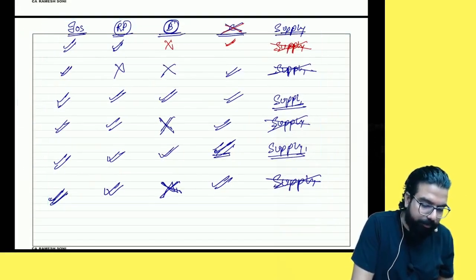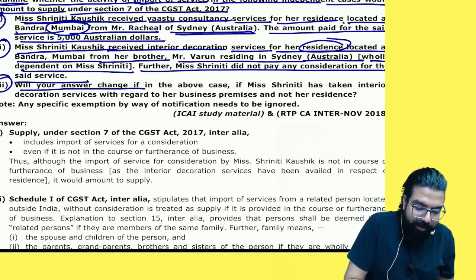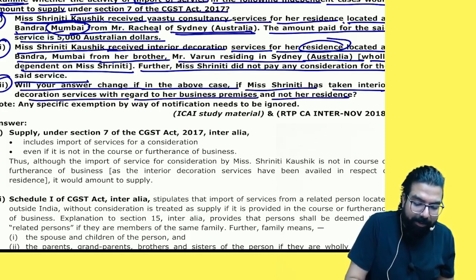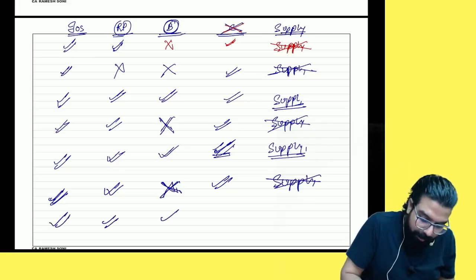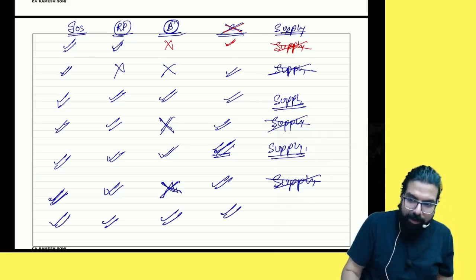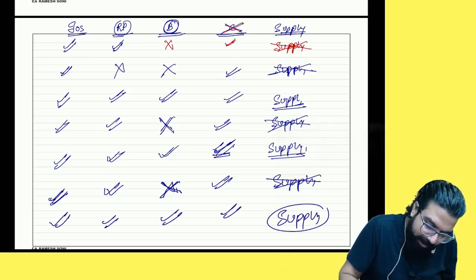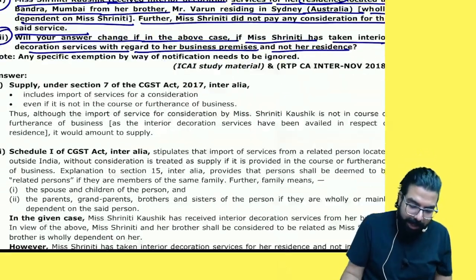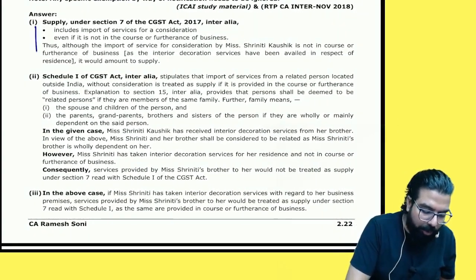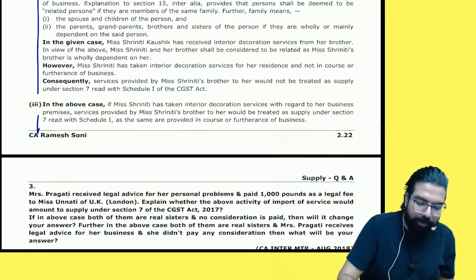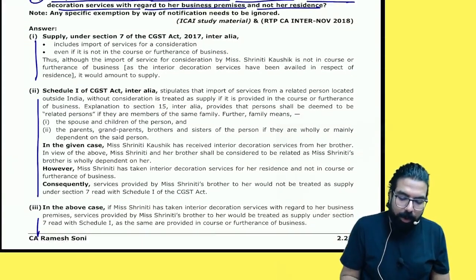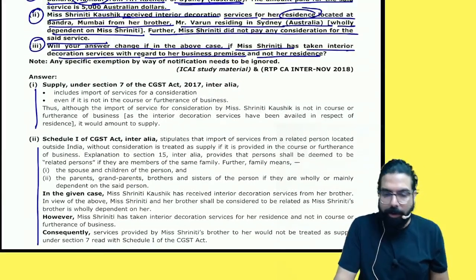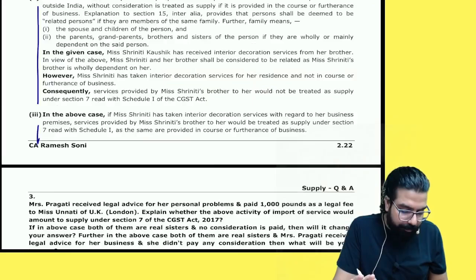Everyone over here now. Will your answer change if in the above case Srinidhi had taken the interior decoration service with regards to her business premise and not residence? Importation from related for business without consideration. Supply, not supply. Are we all clear till here, everyone? Now listen. If you don't practice this answer, in your dreams also, in the exam you can't write so much. You getting my point? See, practice, we'll do it at the end of the class. Take everyone. Now, are we clear with this question? Done. Please come down. 1 minute.